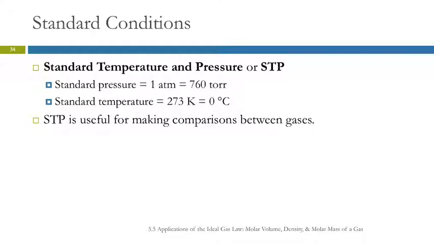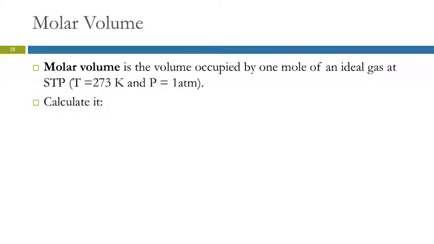STP is useful for making comparisons between gases. We've talked about molar mass, right? That's the mass of 1 mole. The molar volume is the volume of 1 mole of a gas at standard temperature and pressure. What would the volume of 1 mole of gas at STP be? How could we calculate that? Could we use the ideal gas law? Sure we could.